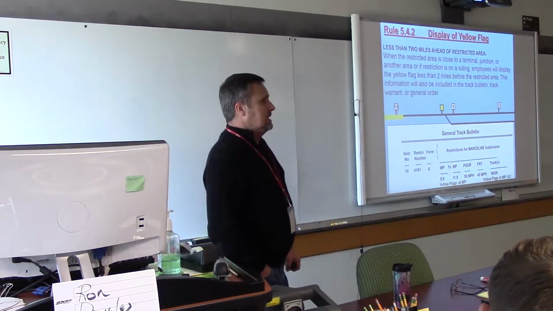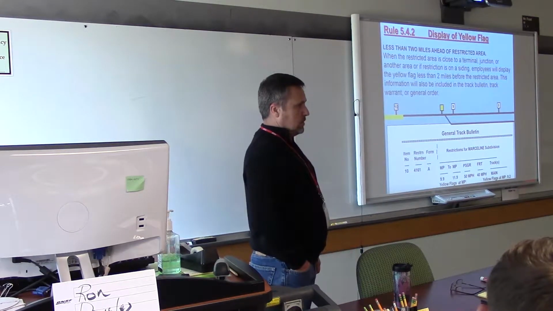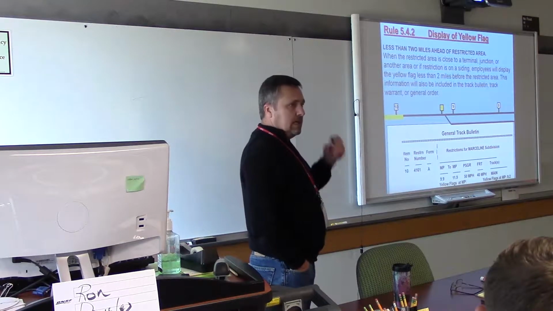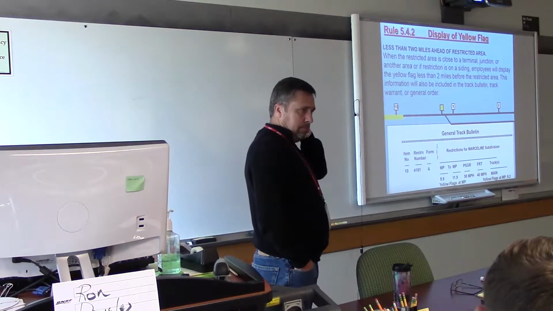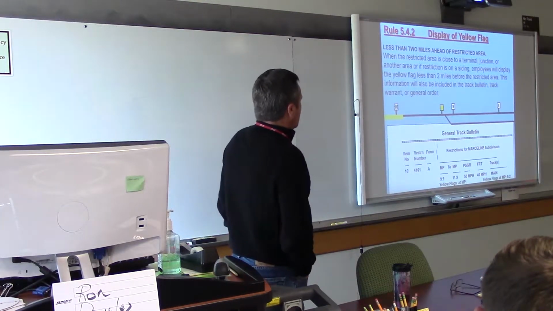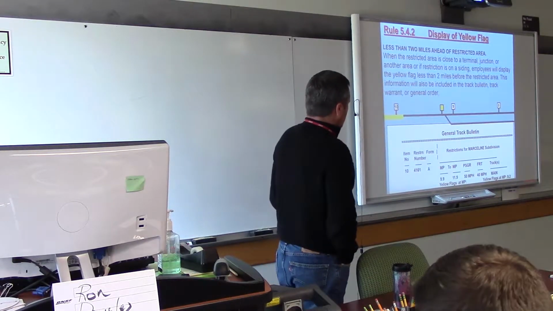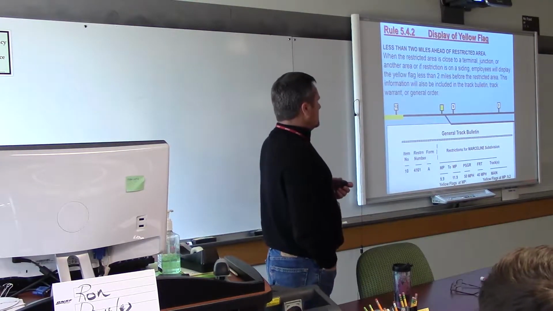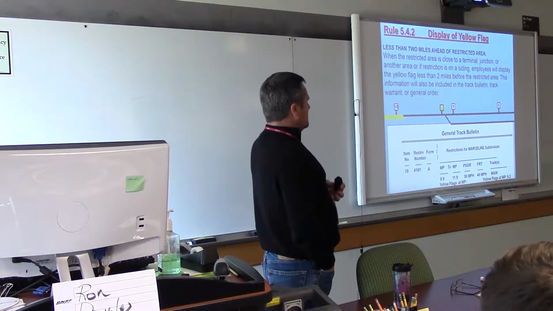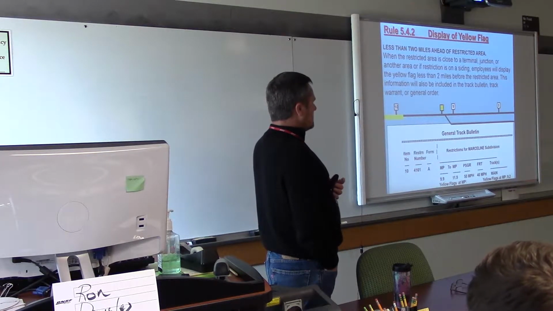Sometimes they may place that flag less than 2 miles before the restriction. And if they have to, they can do that no problem. But there's one little caveat if they do. Brandon. Less than 2 miles ahead of restricted area, when the restricted area is close to a terminal, junction, or another area, or if restriction is on a siding, employees will display the yellow flag less than 2 miles before the restricted area. This information will also be included in the track bulletin, track warrant, or general order.